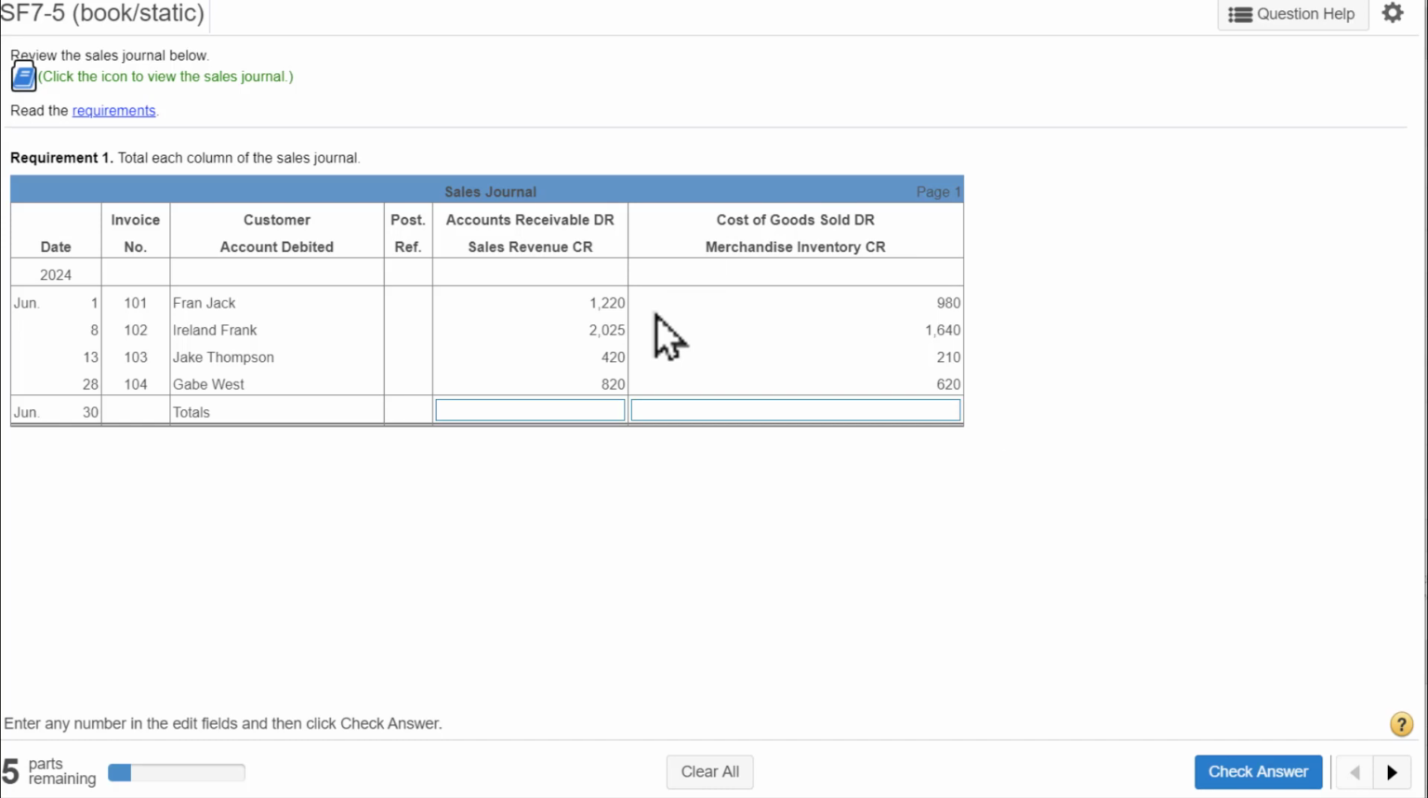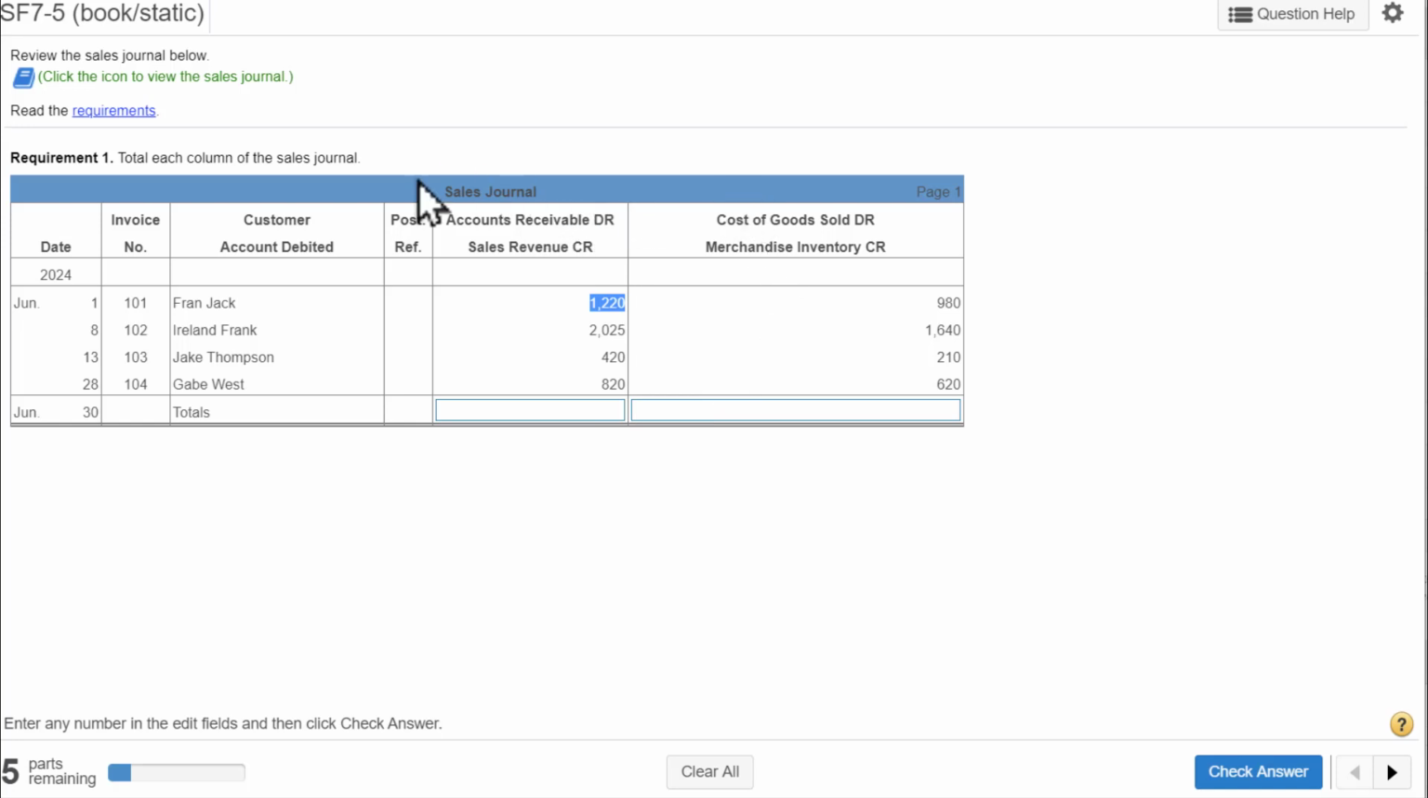Now, the reason we need to post to the ledger is because what if Fran Jack calls us up and says, I want to pay you off. How much do I owe you? Well, you can't assume that this is the only AR that Fran Jack has with us. So we would need to go to the subledger, also called the subsidiary ledger, technically the accounts receivable subsidiary ledger, and find out how much Fran Jack owes us.